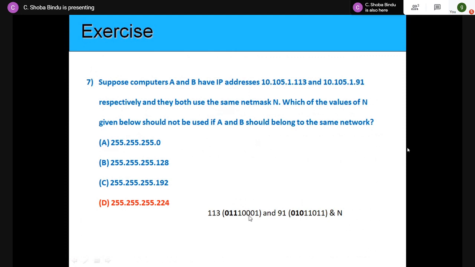When you end with all zeros, you will be getting zeros here. Here also you will be getting zeros. So this will be a subnet mask for this. And the next one, you apply all this.